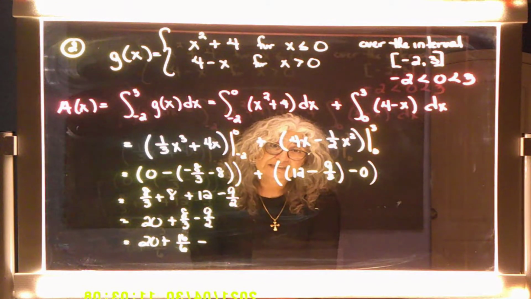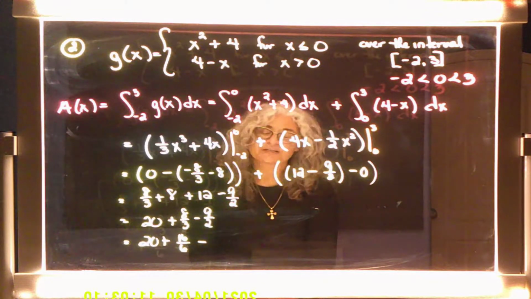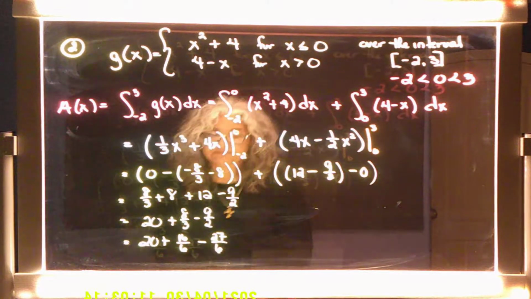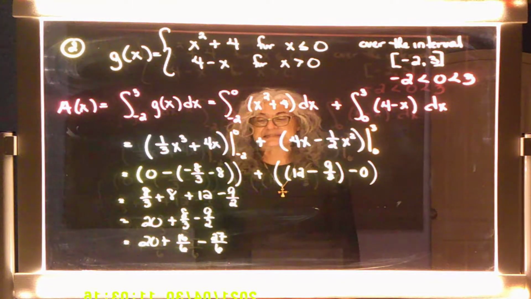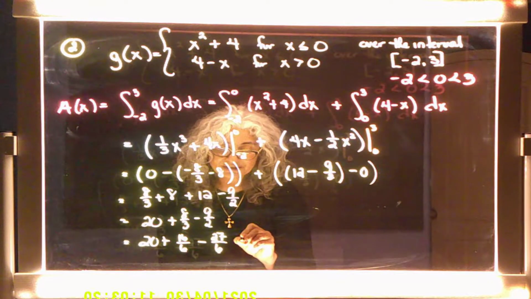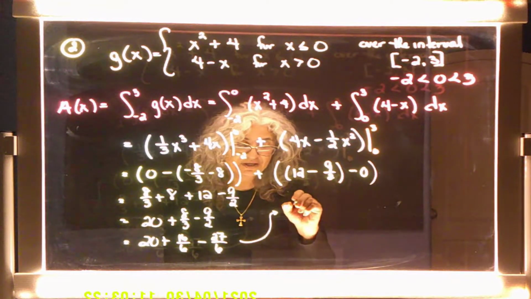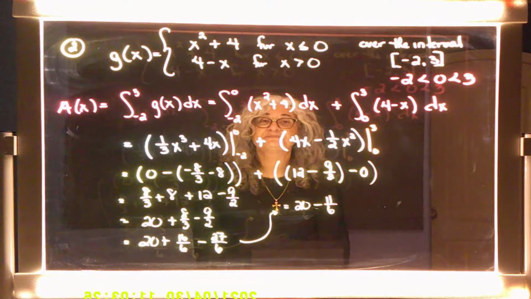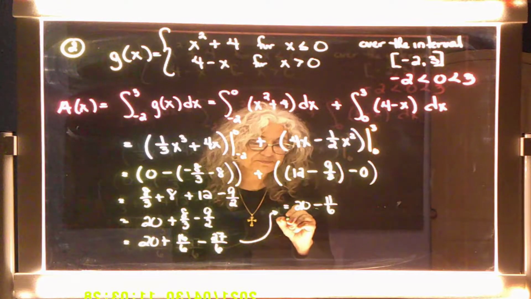9/2. Need a denominator of 6. Top and bottom by 3. So 27/6. So what's 16 minus 27? Good. 20 minus 11/6, right? Okay.